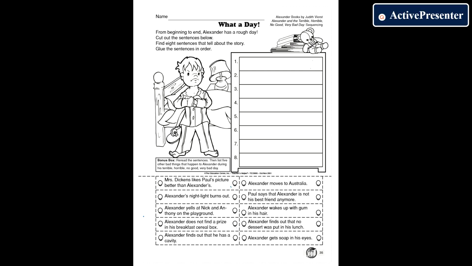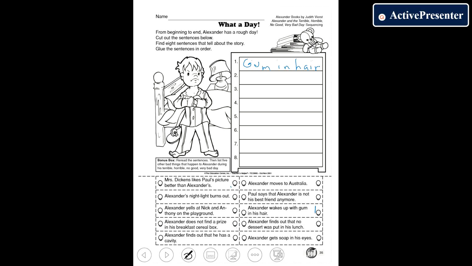If you said 1, that Alexander wakes up with gum in his hair, you're right. Because in the very beginning of the story, it says, I went to sleep with gum in my mouth, and now there's gum in my hair. So right on the first one, we're going to write gum in hair. Okay. Now let's look at what happens next.